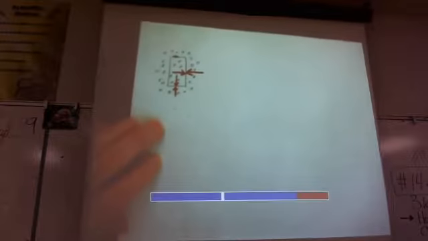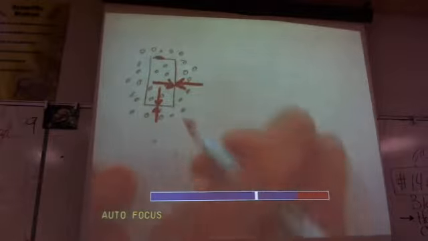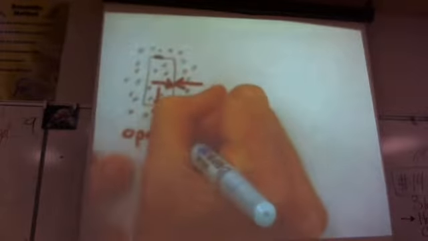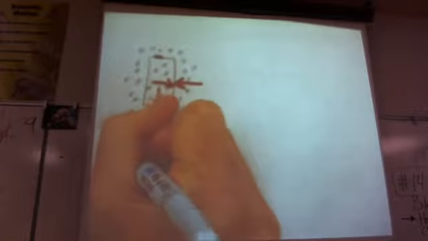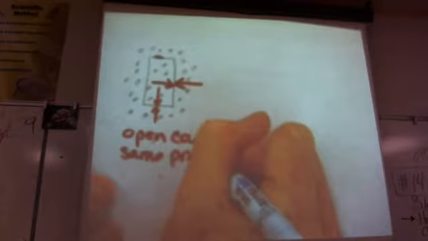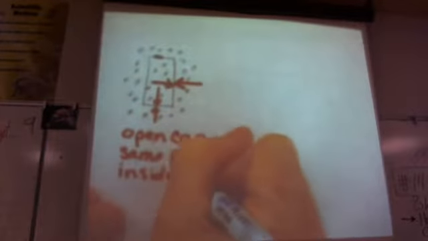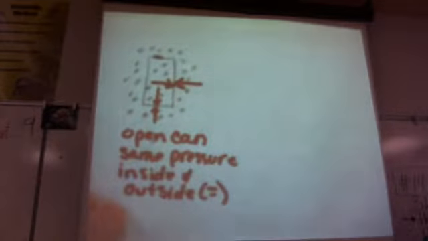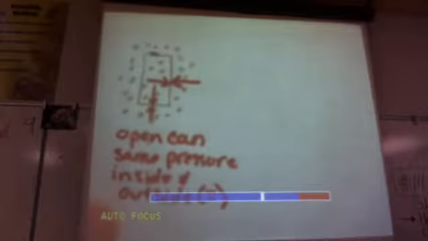So when I go to revisit these notes, I want to make sure I know what I'm looking at because I might forget. So I'm going to write myself a little note. I'm going to write that this is an open can. And it has the same pressure inside and outside. So it's equal.